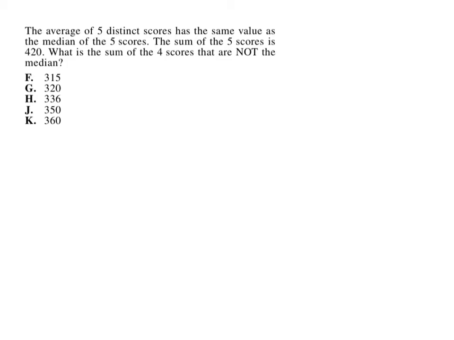The average of 5 distinct scores has the same value as the median of the 5 scores. The sum of the 5 scores is 420. What is the sum of the 4 scores that are not the median?